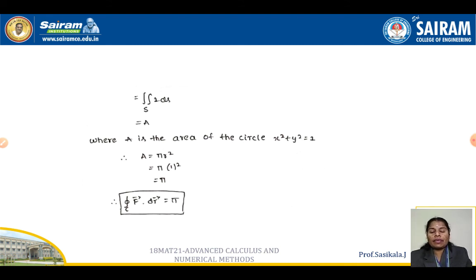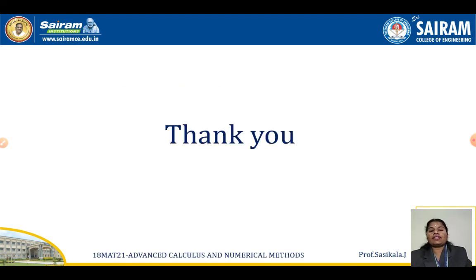It is nothing but similar to the previous one. It is an area, because it is already mentioned with the sphere equation, the circle equation. So it is equal to A, the area of the circle x square plus y square equal to 1. So the area is equal to pi r squared, and the r value is 1 here. So you will get the integration of the closed curve f vector dot dr vector is equal to pi. Okay. So that's all. Thank you.